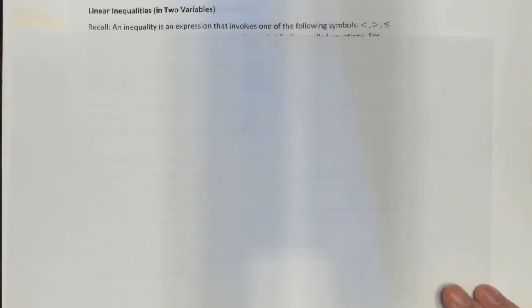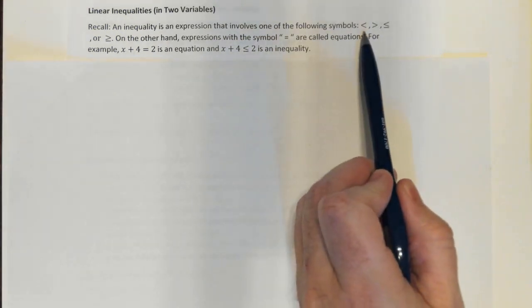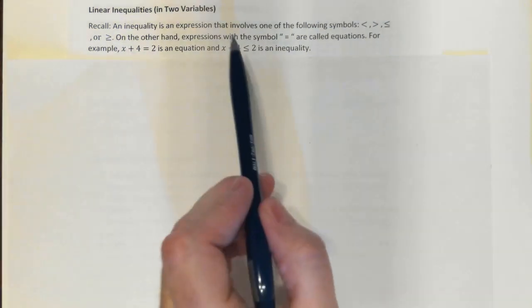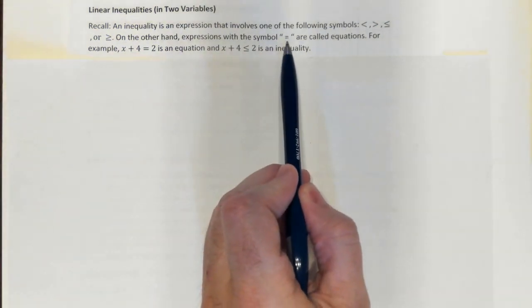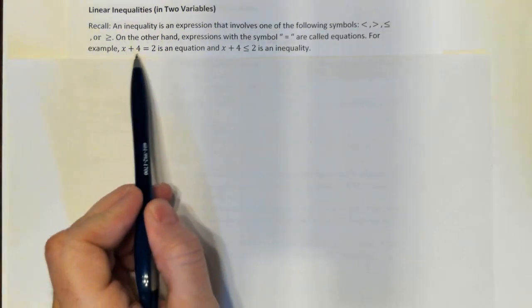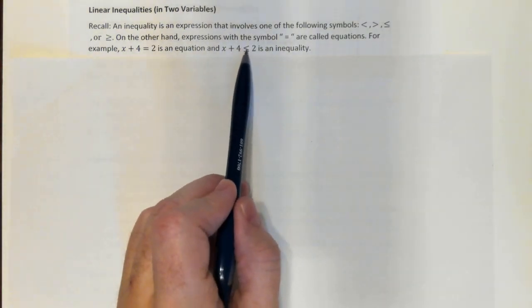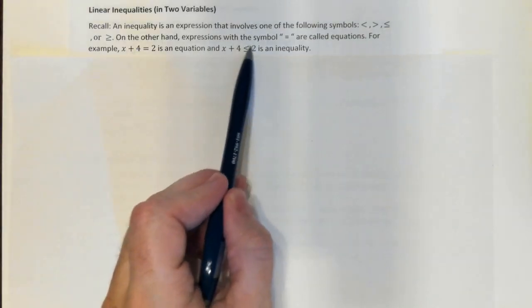Alright, let's look at linear inequalities. Before we start, we have to remember what an inequality is. Basically, it's any expression with these symbols: less than, greater than, less than or equal to, or greater than or equal to. What we've looked at so far has been equalities with the equal sign. So here's the difference. This is an equation. This is an inequality, even though it says less than or equal to, because it has that symbol, it's an inequality.